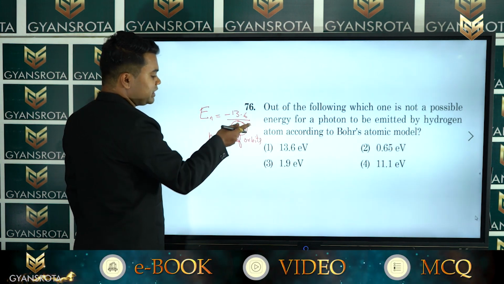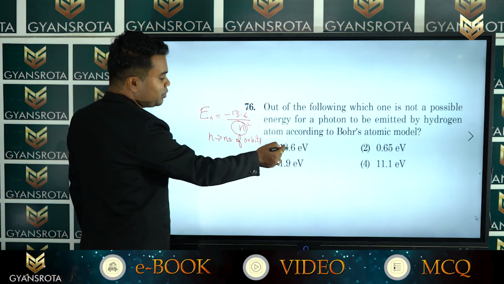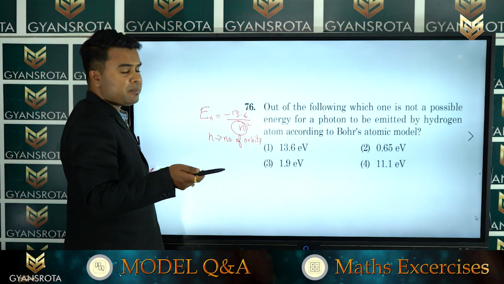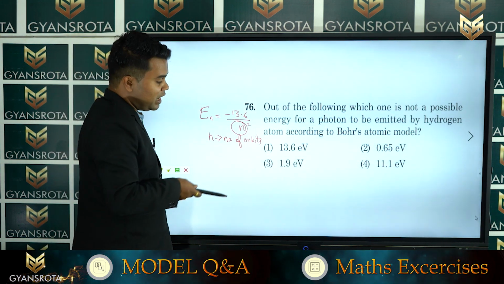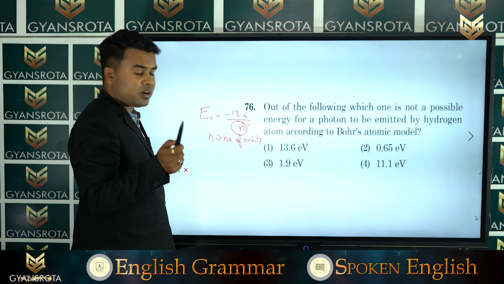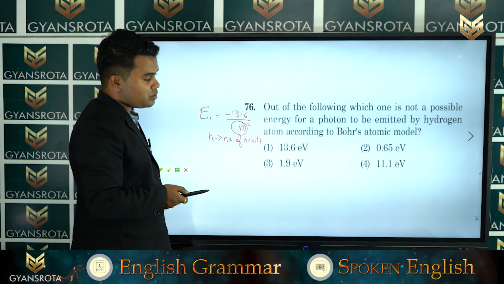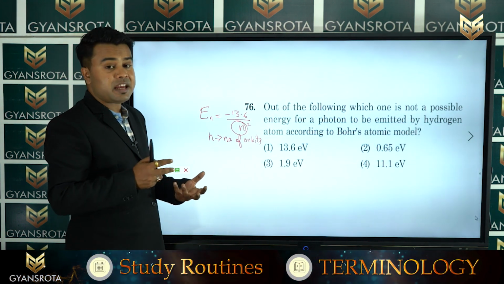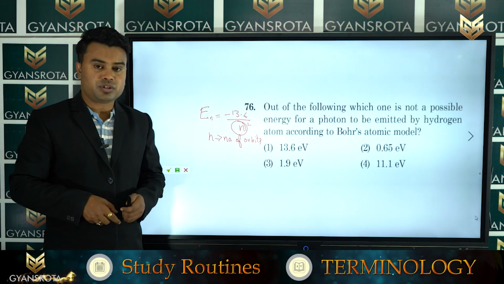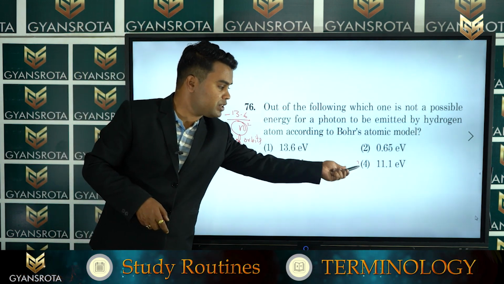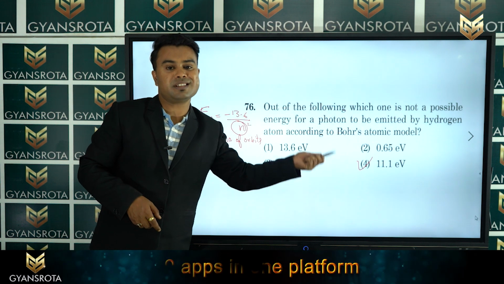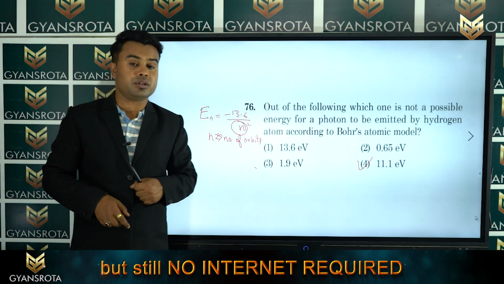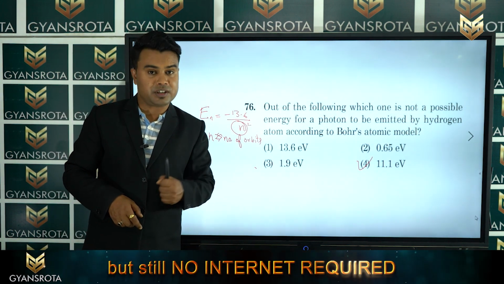If you keep putting the value of n as 1, 2, then 13.6 electron volt is possible. 0.65 exactly is not coming out, but 0.85 is possible. 1.9 electron volt is not exact, but 1.51 electron volt is possible, and 11.1 electron volt is a huge difference. This is a very uncommon one. So this one will be the correct option, which is the wrong answer. It is not possible for a photon to emit energy of 11.1 electron volt.